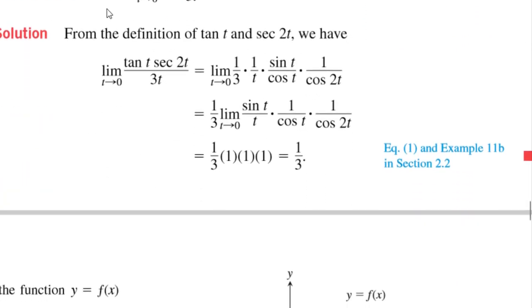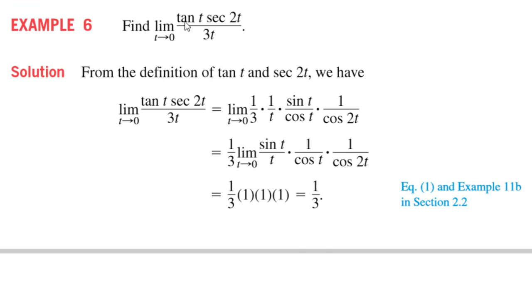And the next example, find limit when t tends to 0, tangent t times secant 2t over 3t. This one. And from the definition of tangent t and secant 2t, we have 1 over 3 times 1 over t. I got this outside. Tangent is sine t over cosine t. But the secant is 1 over cosine 2t. And look here, we have sine t here and the t. So I'll have this expression, and 1 over cosine t, 1 over cosine 2t there. 1 over 3 can be written outside of the limit.